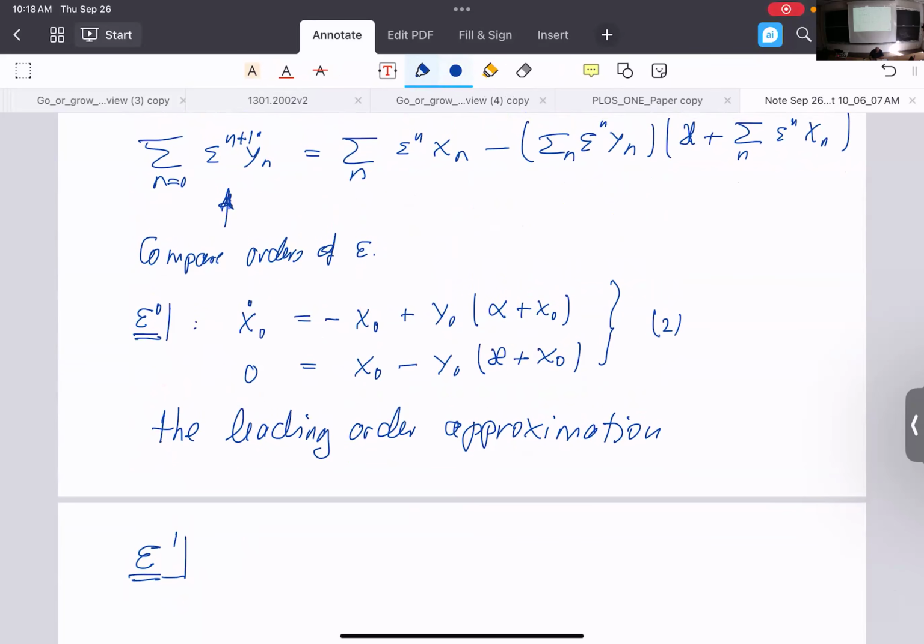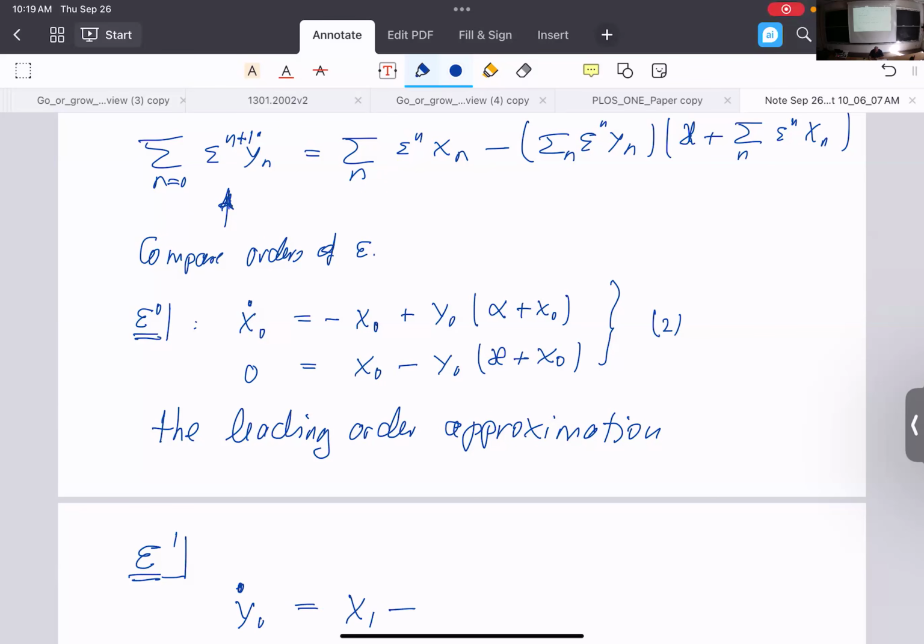Now, that page is not big enough. Let's do this then for the y equation because I can see the y equation right here, and then I write the x equation on top in a second. So for the y equation, now we look for epsilon 1. On the left, if we choose n is 0, then we get epsilon to the 1 times y0 dot. So here we get a y0 dot on the left. And then on the right, again, we look for n is 1, so this is x1 minus.